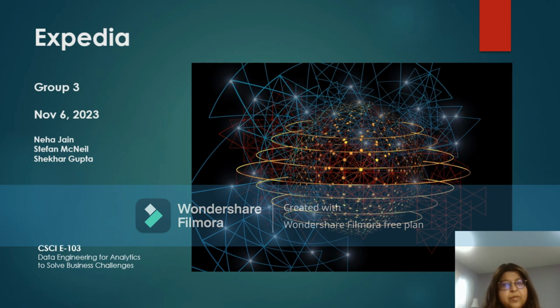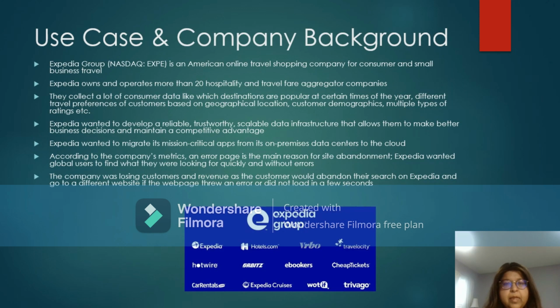We are designated as Group 3 and have been assigned the task of conducting a case study centered around a data science use case for Expedia. Expedia is a household name that most individuals have encountered and used at some point in their travel planning. It oversees more than 20 diverse hospitality and travel companies. They play a pivotal role in facilitating travel arrangements, including flights, hotels, car rentals, cruises, and activities.